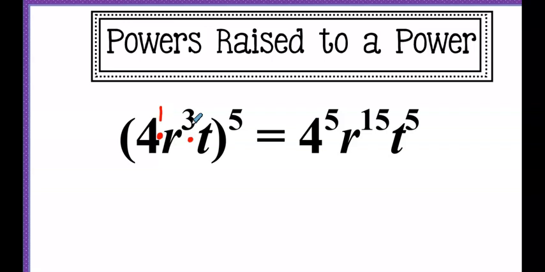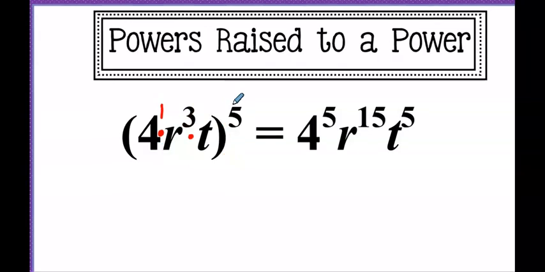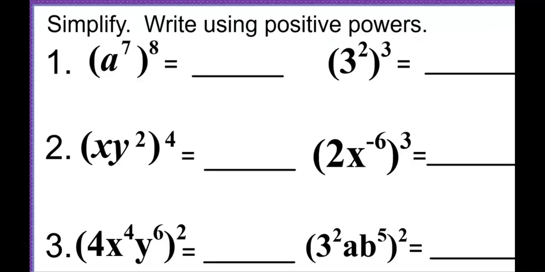4 has its own power, r has its own power, and t has its own power. Now you can't multiply an exponent times a coefficient. That you can never do. So we're going to multiply 5 by the invisible power of 1 to get 4 to the 5th. 5 times the power of 3, which gives us 15, and then 5 times the other invisible power of 1. And our final answer is 4 to the 5th, r to the 15th, t to the 5th. Keep the base the same, multiply the powers.